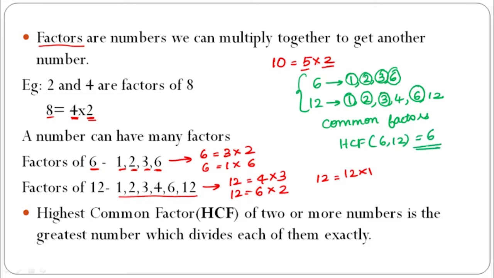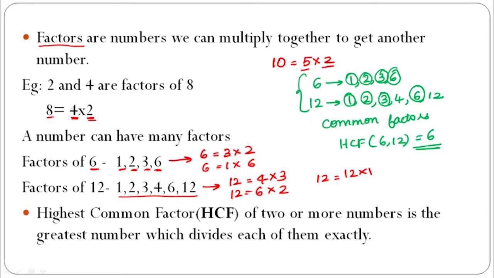Any given number will have factors, and when we write down the factors of numbers, there will be some factors which are common to the numbers that we are considering, and the highest of that is called the highest common factor. You can find HCF for 2 numbers or 3 numbers or 4 numbers. Here we have found the HCF of 2 numbers, 6 and 12.